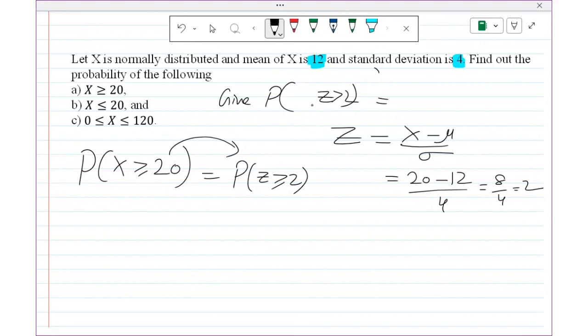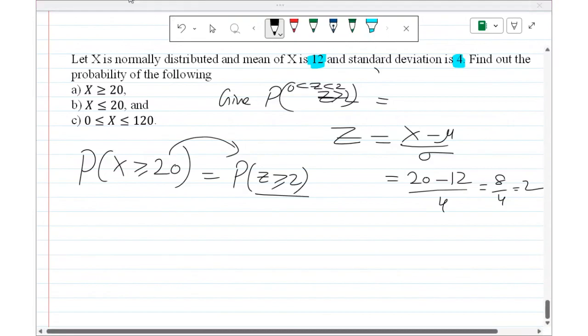Or you may be given between 0 and 2. Suppose you are given between 0 and 2, then what will you do? Now you have to find for greater than or equal to 2, and you are given between 0 to 2. Can somebody tell me in the comments? Make the diagram, then you will be more clear if you don't understand this. Can somebody tell me in the comments how you will find it? Okay, we will do this in the next class.